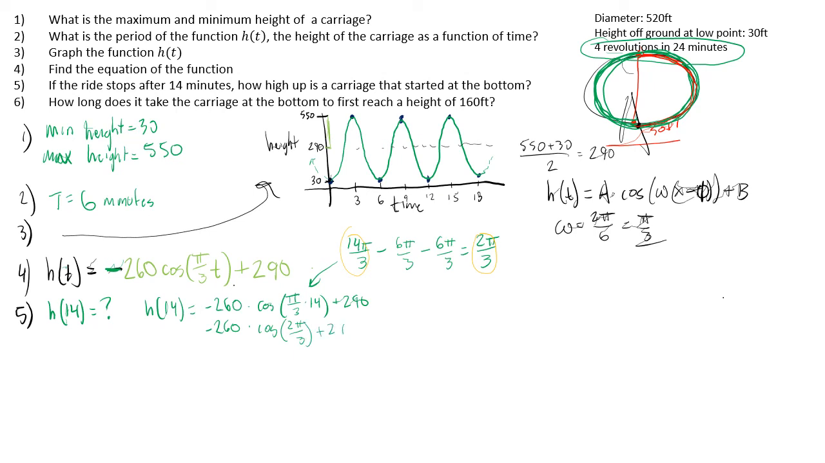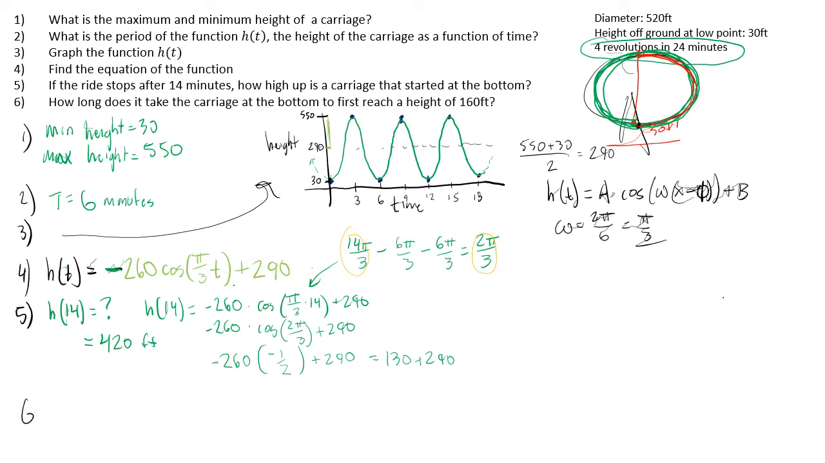Now that's plus 290, and I can actually do this. What's the cosine of 2 pi over 3? That's the cosine of a 60-degree reference angle in quadrant 2, so it's negative 1/2. So this is negative 260 times negative 1/2, that's what the cosine of 2 pi over 3 is, and then plus 290. So now this is just 130 plus 290. So at 14 minutes, h of t is equal to 420 feet. So you'd be 420 feet off the ground after 14 minutes.